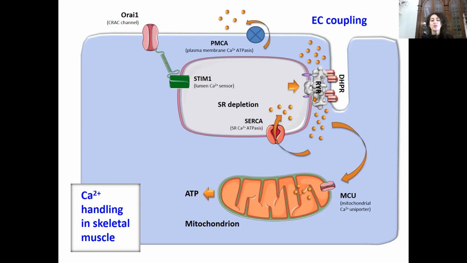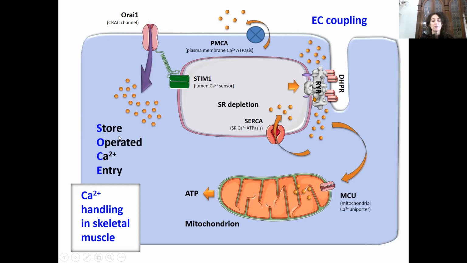And the depletion of the SR is known to activate a ubiquitous calcium influx mechanism called store-operated calcium entry, or SOCE. Two proteins are involved in this mechanism. STIM1, a calcium sensor in the lumen of the SR, which interacts with and activates ORAI1, a calcium channel of external membranes, so either plasma membrane or transverse tubules. And calcium finally enters from the extracellular space to replenish the SR.